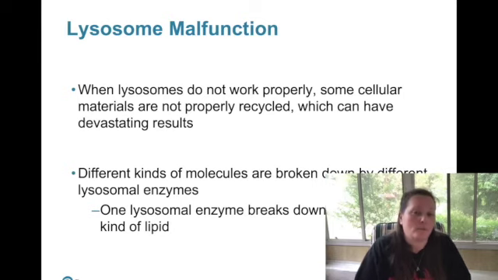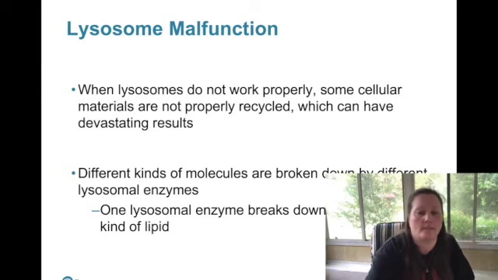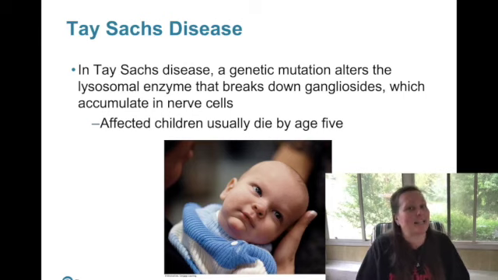Now, this is one of the parts that I'm adding in here, is stuff that can happen when there's a lysosome malfunction. When a lysosome does not work properly, some of the cellular material is not properly recycled. So that means something might go wrong. Imagine, if you will, your garbage can never getting changed. So if the lysosome is not taking it out, it just keeps piling up. So that's one of the ones I'm going to talk about here. That brings us to something called Tay Sachs disease.